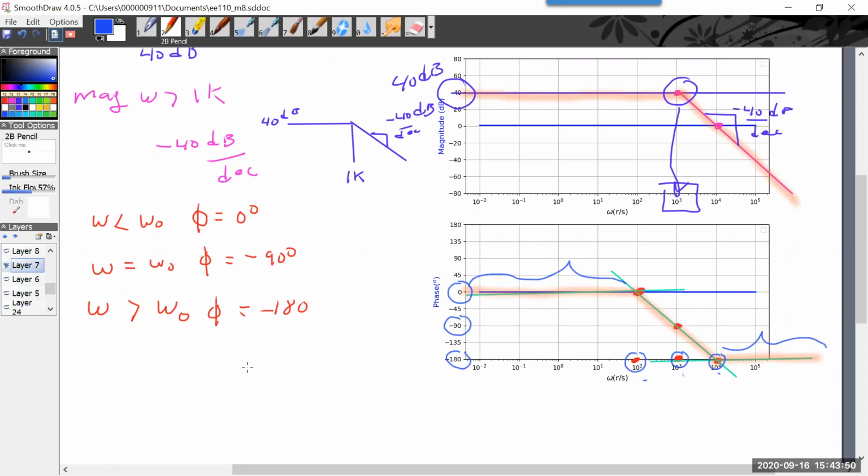And so, in a similar vein: omega naught divided by 10, omega naught, 100 omega naught; 0, minus 90, minus 180. That pretty much gives me everything I need to see.